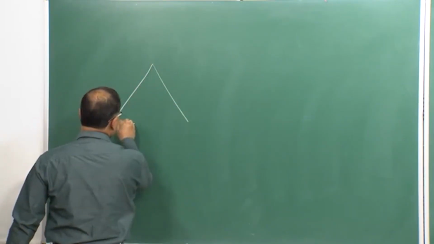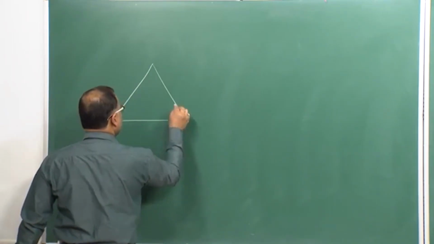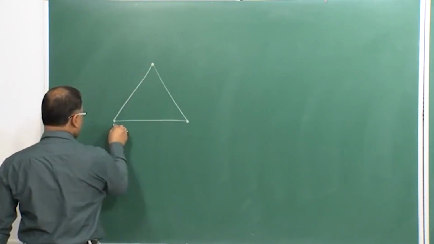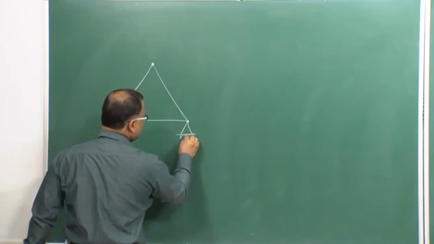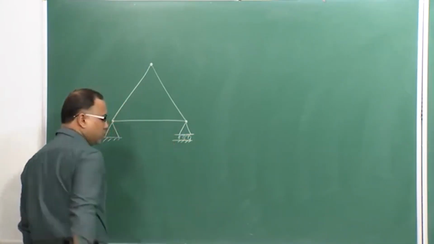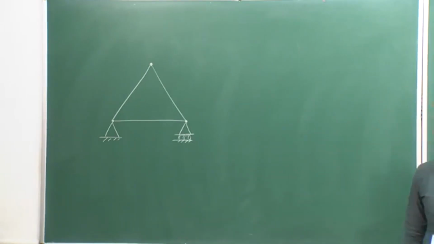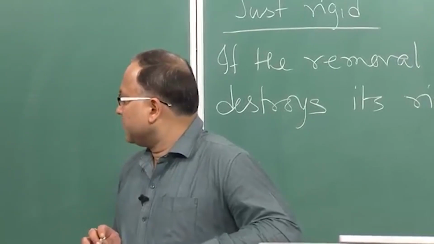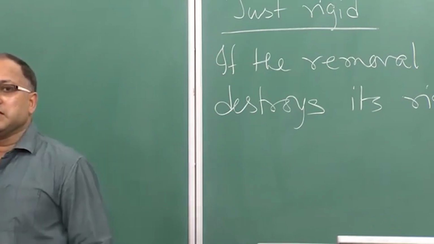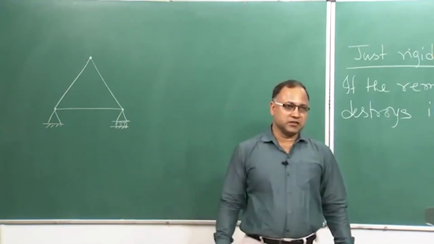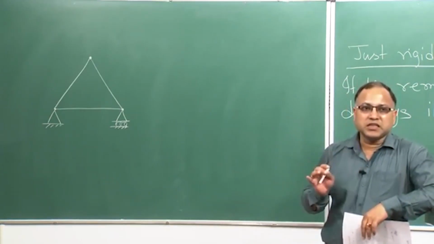Now, if you look at this truss, which is made of three members, and there are three joints, say this is your hinge support, this is your roller support, that means it will form the simple support, right. So, if you consider this elementary truss made of three members with three joints, I can say this truss is a just rigid structure.